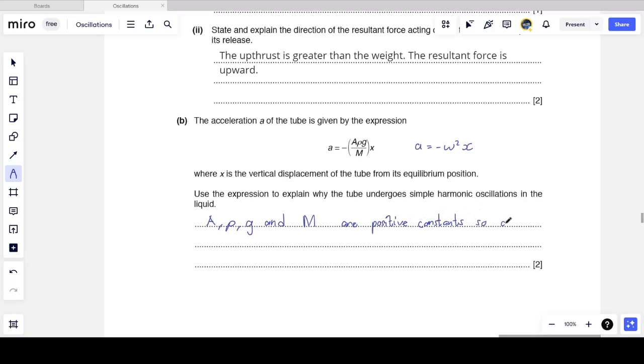So what it means is you should be saying acceleration, but I'm too lazy, so I'm just saying a is proportional to x. Since all of these values are constants, they are proportional to x. And since they are positive, then the negative sign in front of the brackets ensures opposite direction.